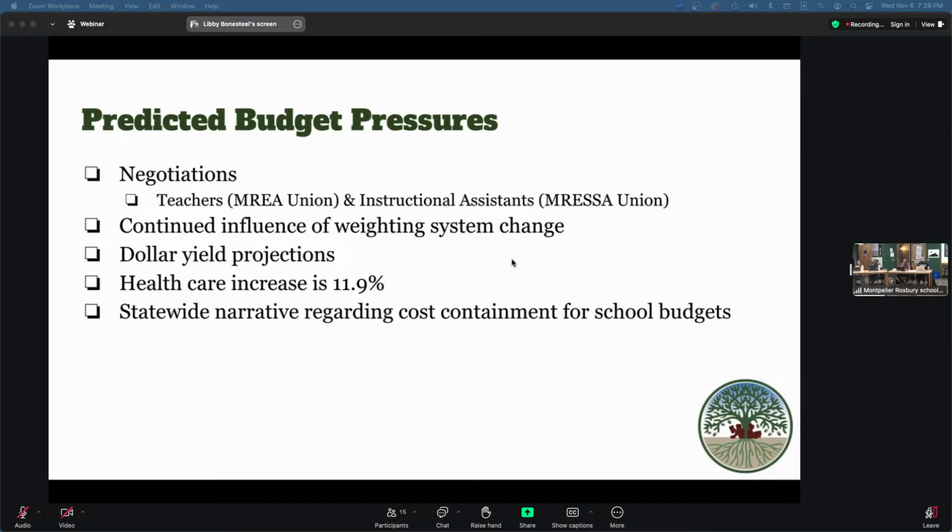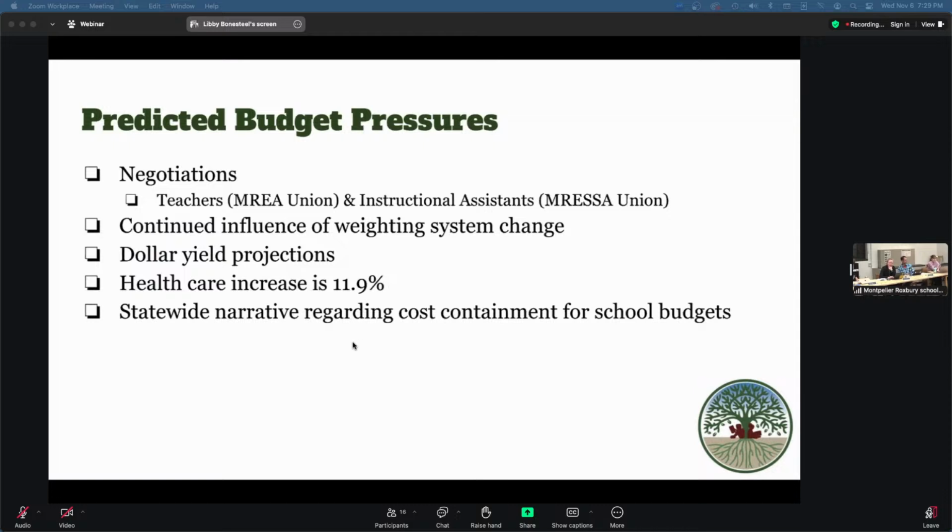Good times. Our healthcare increase has come in at 11.9%. So we were originally predicting this number to be 16%. So it was a weird day that we were all celebrating it being an 11.9% increase, but we were celebrating it because everybody was predicting 16, 17% increase.